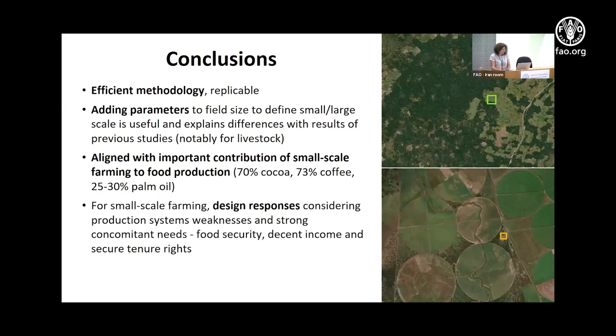And also, the studies show that we need to strengthen the efforts to address the weaknesses of the current production systems when designing strategies against deforestation. And we need to consider also the strong concomitant needs, in particular food security, decent income, and secure tenure rights when addressing the deforestation issue. Therefore, this study finding can support more tailored policy making. And we can also use this kind of approach to develop more fine-tuned approaches even at the different levels.